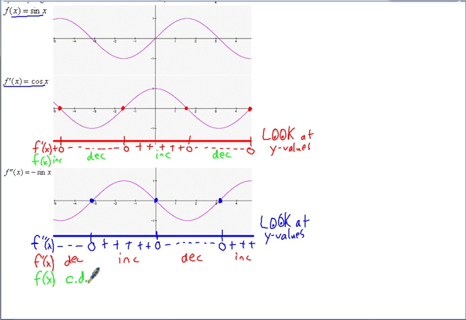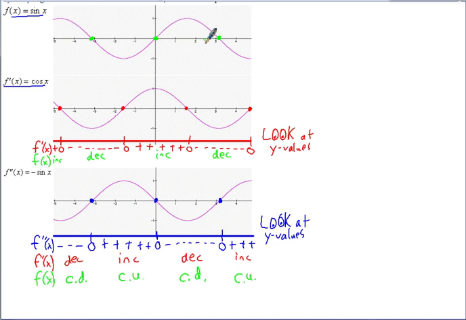I'll just abbreviate it CD. The second derivative here is positive, the first derivative is increasing, so here the graph of the original function is concave up. Second derivative back to negative, concave down, back to positive, concave up. So let's look at our graph of the original function to see how that fits in. You can see the graph is concave down right there. And it's concave up, shaped like a cup, until right there. Back to concave down, shaped like a frown right there, and then back to concave up.